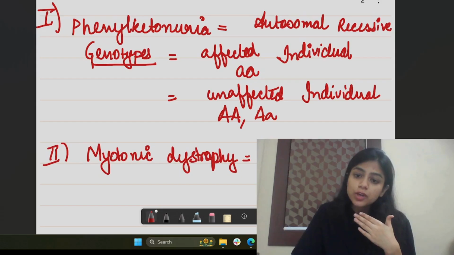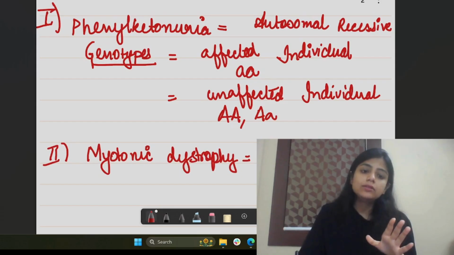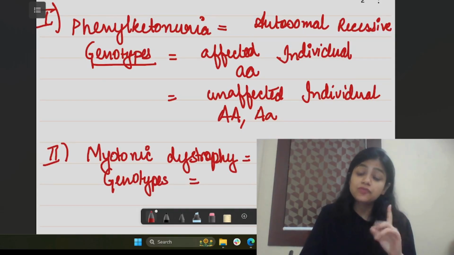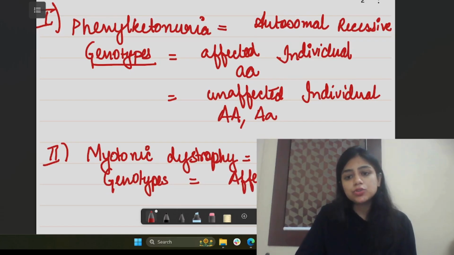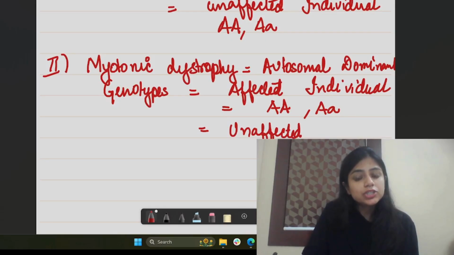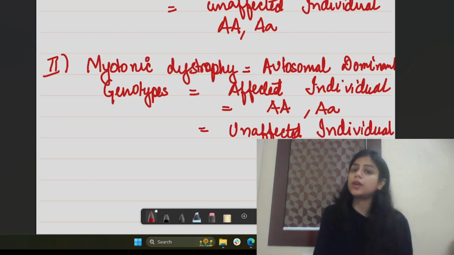That means if I'm talking about the autosomal dominant trait, let's know the genotype. For all autosomal dominant genotypes, if I'm considering an affected individual, what we need to know here is that the affected individual will have the genotype of capital A capital A or capital A small a. However, if I'm taking the unaffected individual, the genotype is always represented as small a, small a.